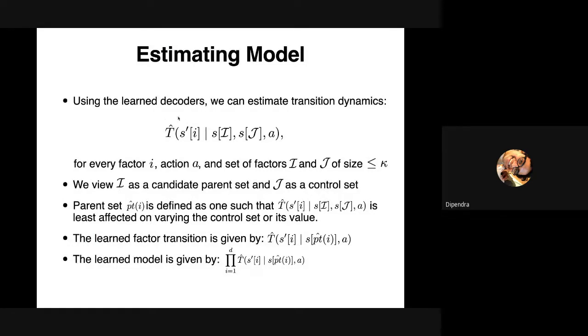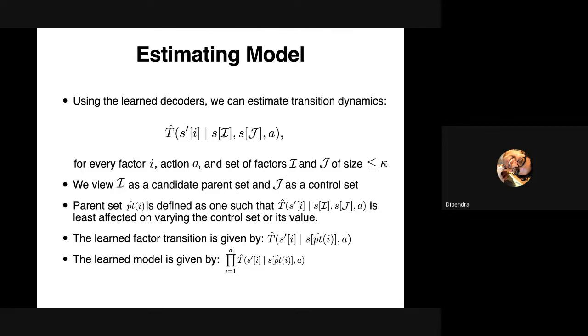So we can learn this transition function shown over here for all values of I, capital I, J, and A, where capital I and capital J are two sets of factors of size at most kappa. A is an action and I is some factor. And we will view I as a candidate parent set and J as a control set.